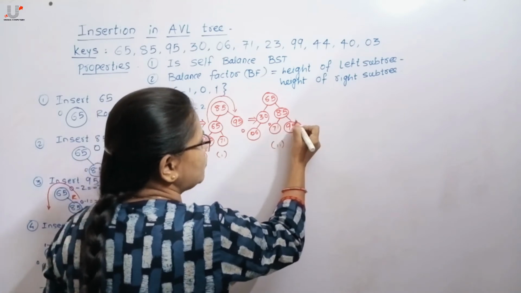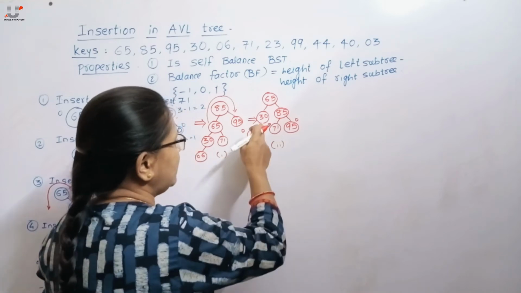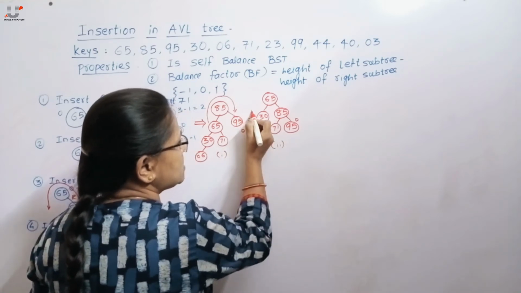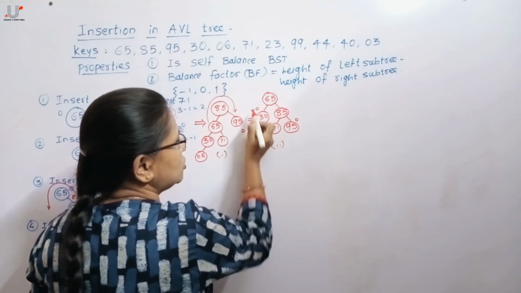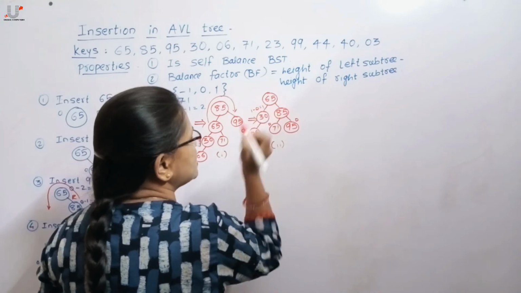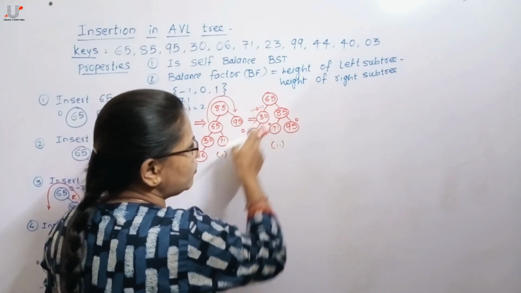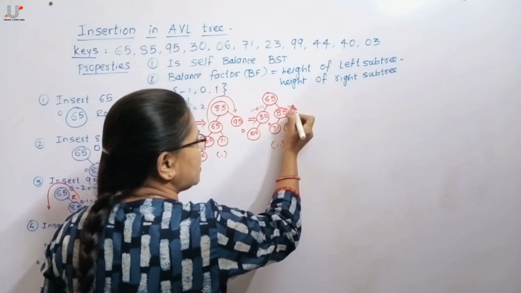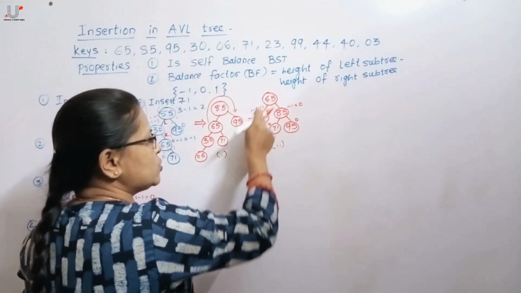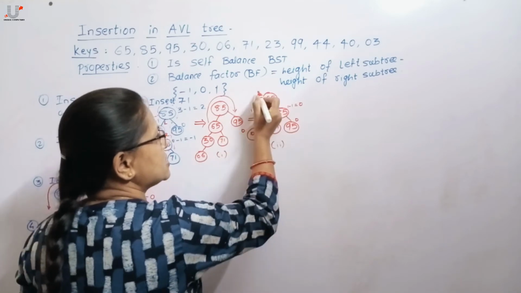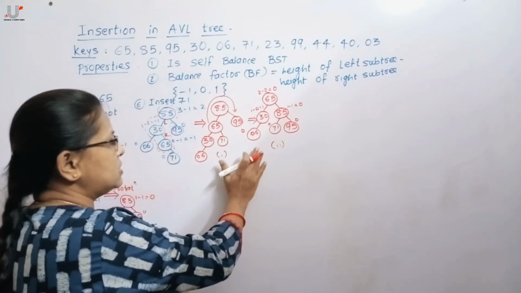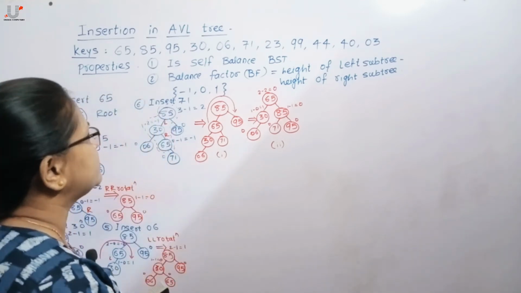The balance factor for leaf nodes is 0, then height of left minus height of right subtree. As only a left subtree is present for 30, so 1 minus 0, the balance factor is 1. For 85, height of left minus height of right subtree, so 1 minus 1, it's 0. For 65, height of left subtree is 2 minus height of right subtree 2, the balance factor is 0. Now the tree is a balanced tree.